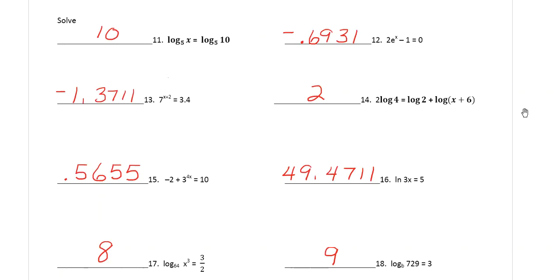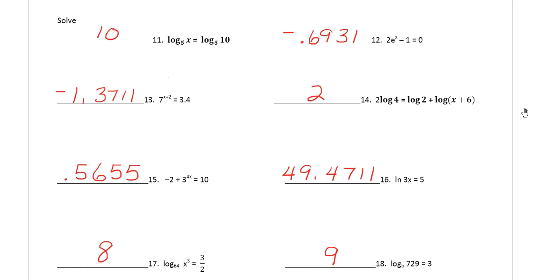Number 12, when it's in an exponent, that the x is up in the exponent, first you clean up around that base. Like in this 2e to the x, get rid of that -1 first by adding a 1 to both sides, and then take the natural log of both sides. When the x is up in the exponent, we have to take the log of both sides and then solve. So likewise with 13, take the log of both sides, pull the exponent in front, and solve.